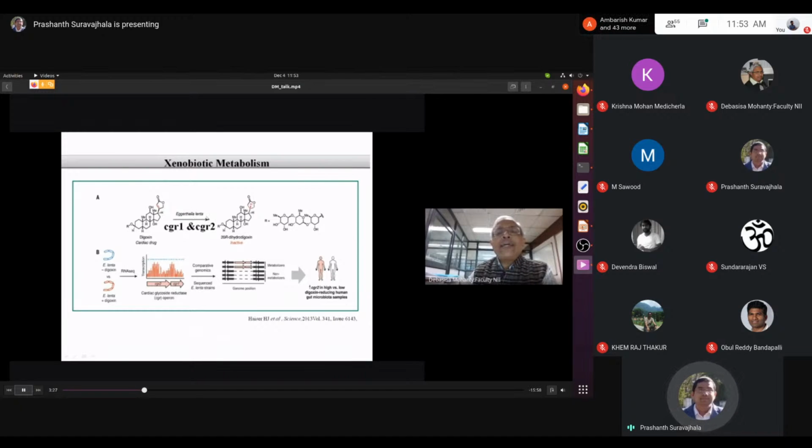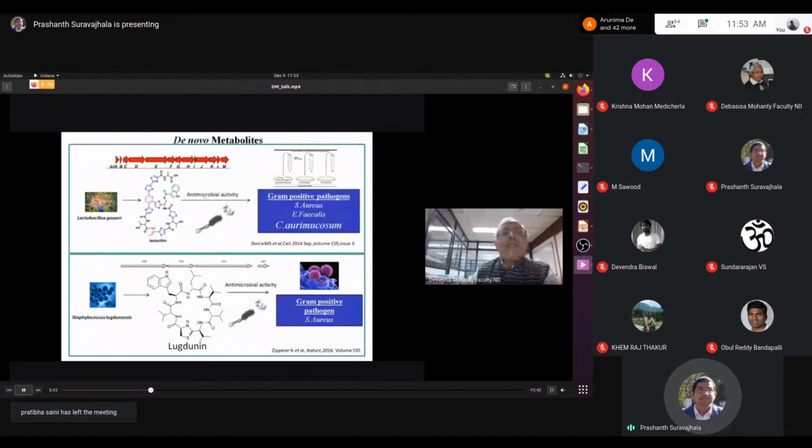Lenta, that is again one of the microbes, is converting digoxin, which is a cardiac drug, to the inactive form. So now, if that microbiota is higher in the patient, then this drug is not working. So this is also another example.